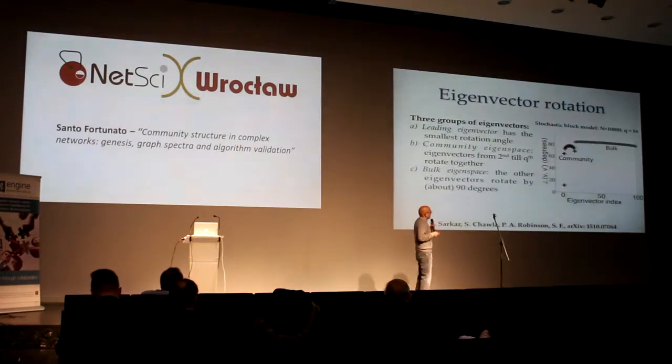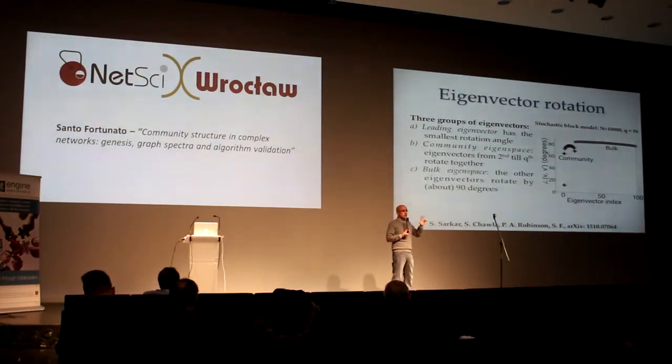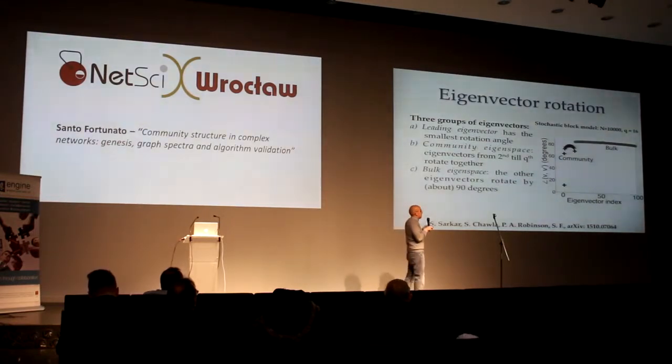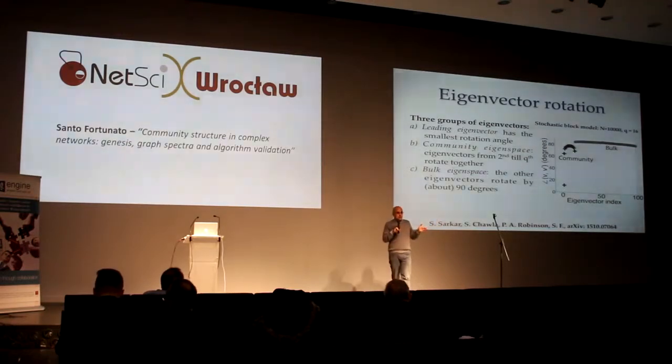I want to just get to the main result, which is the following. It turns out that after you do this perturbation, there are 3 peculiar behaviors. The leading eigenvector has the smallest rotation angle. It's the one that changes the least from its original vector. Then there is what is called the community eigenspace.